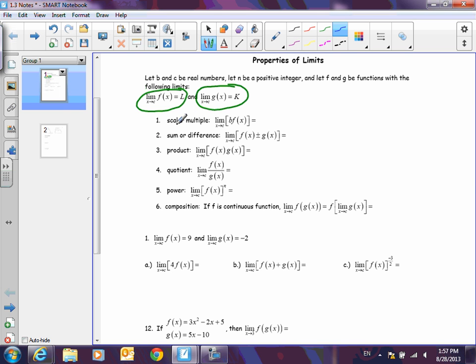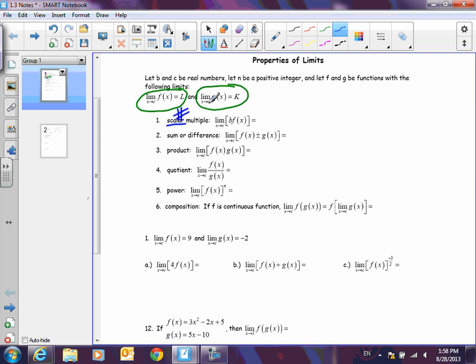So scalar. Have you seen this word scalar before? Physics. Yeah, what does it mean? It's just, like in physics, it has speed but it doesn't have any direction. Yeah, so it's like a constant in math. So a scalar is just a number. It's the easiest thing that you can do to a function, just double it or something like that. So that's what we're doing.